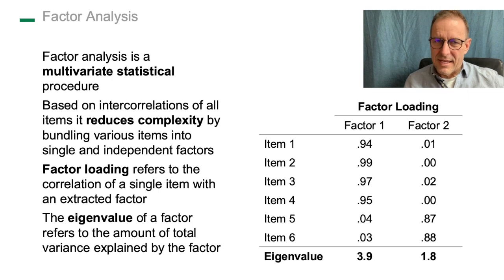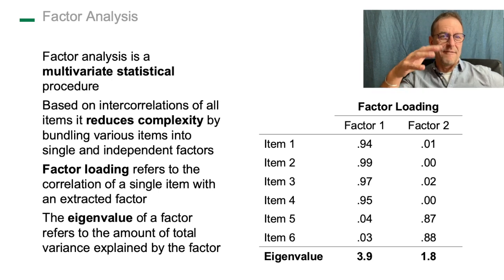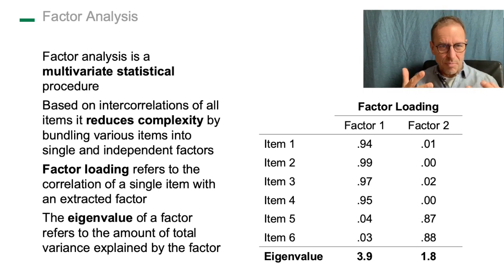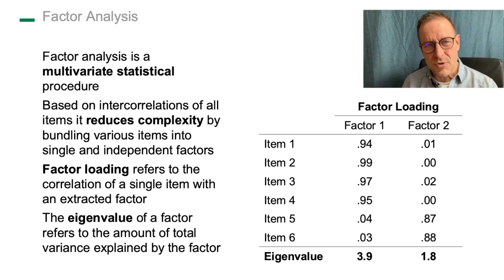So having that said, it also makes absolute sense that we do not extract factors that have an eigenvalue lower than 1, because what we want to do is reduce complexity and we don't want to increase complexity.